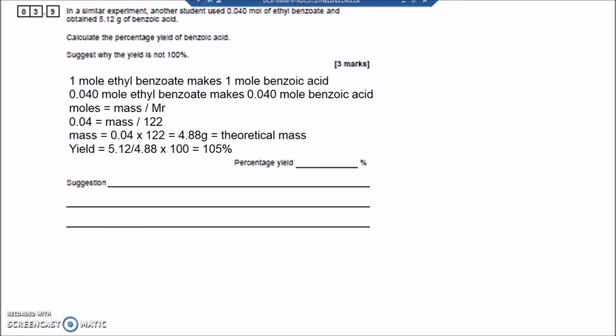So now then, what did I actually make? I made 5.12. I made more than it was possible to make. The yield is 5.12, that's how much I did make, divided by 4.88 what I could make, multiplied by 100%, I've got 105%. The only reason that I can make more than I possibly could make is that there's some impurity in there, and the main impurity is water. The product wasn't dry or contained some water, and that's why it's important at the end to make sure it's dry. The easiest way to dry it, incidentally, is to press it between 2 filter papers.